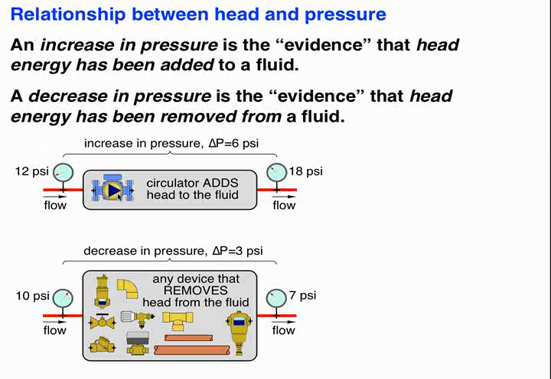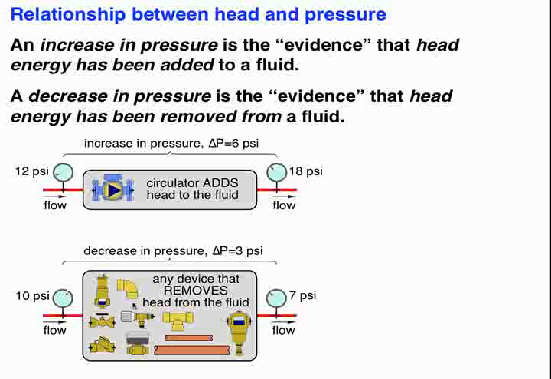So here's a graphic actually right out of Hydronics 16. Here's a circulator, and if we look at the pressure on the inlet of that circulator, it's 12 psi. And on the outlet, it's 18 psi. So we have an increase in pressure of 6 psi. That's the evidence that we're adding head energy. Down below, we've got a collection of components here. This could represent basically everything else in the system other than the circulator that fluid moves through: piping, fittings, valves, heat exchangers, boilers, heat emitters.